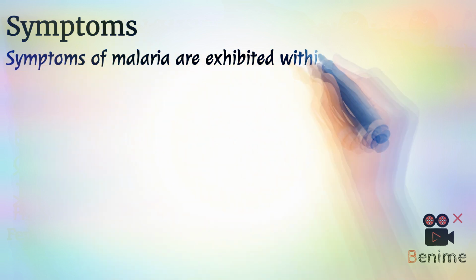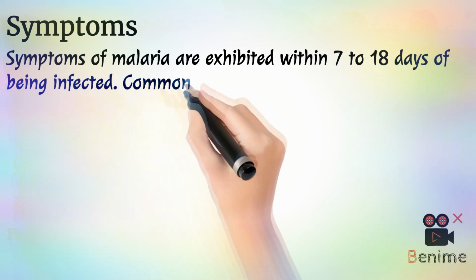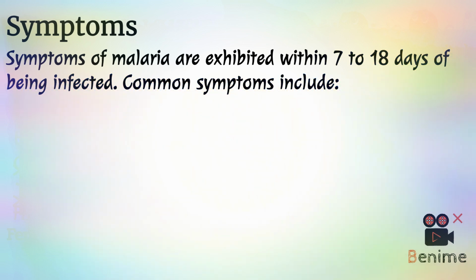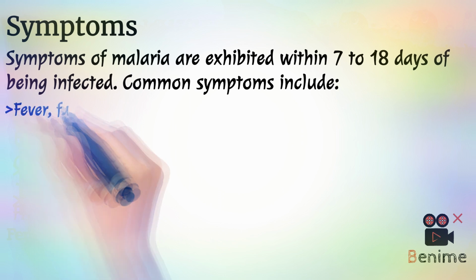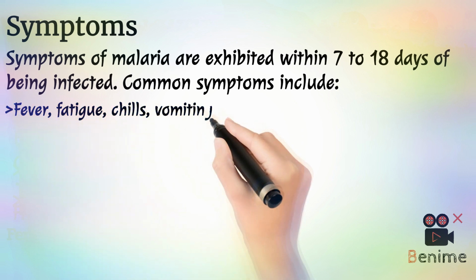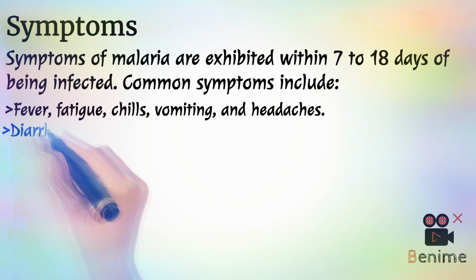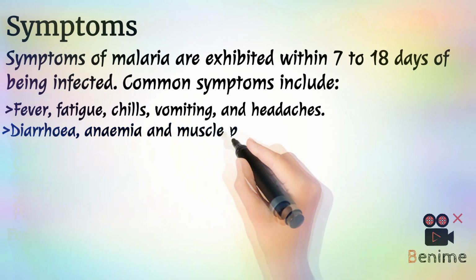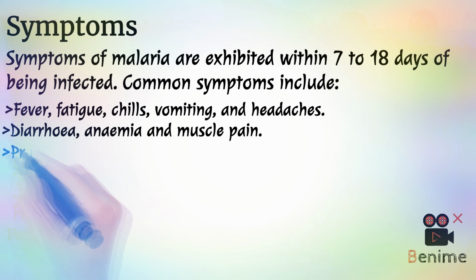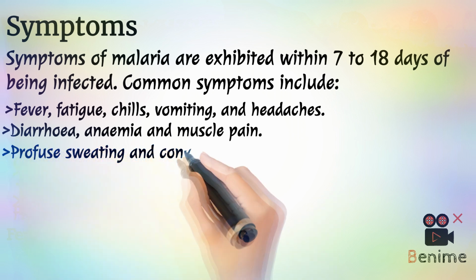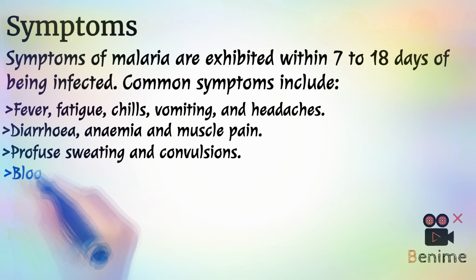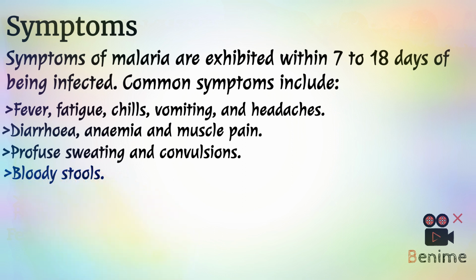A person does not experience anything at the moment when Plasmodium enters the body. He starts getting symptoms within 7 to 18 days of infection. The common symptoms one may experience are as follows: fever, fatigue, chills, vomiting, headaches, diarrhea, anemia, muscle pain, profuse sweating and convulsions, bloody stools, and sometimes seizures, coma, and eventually death.